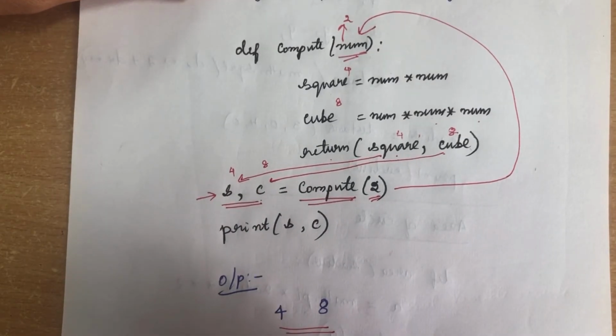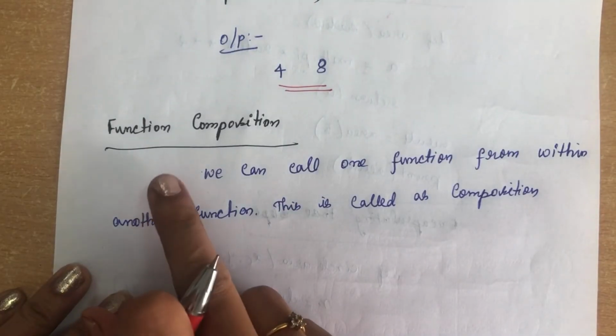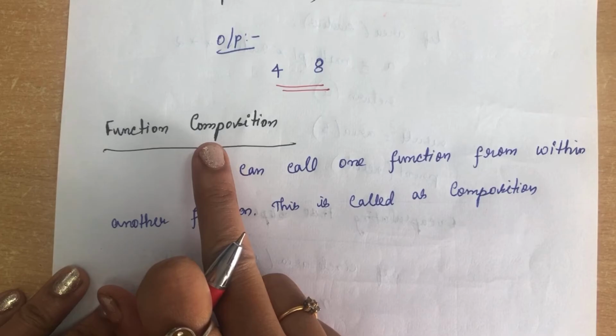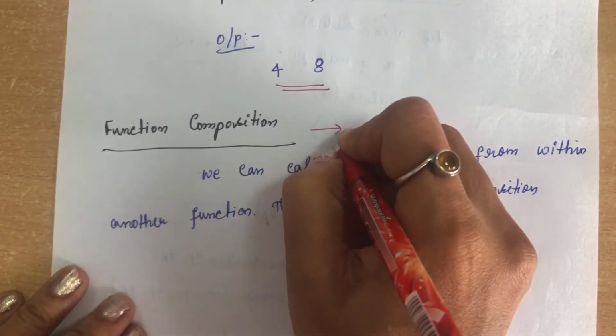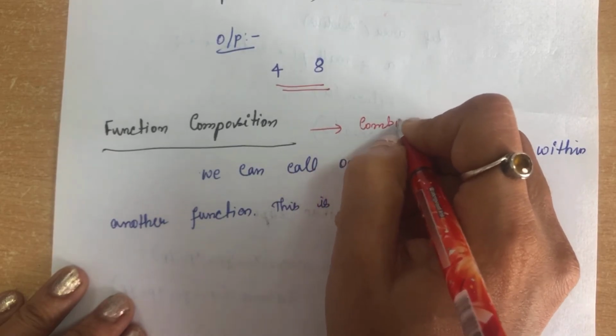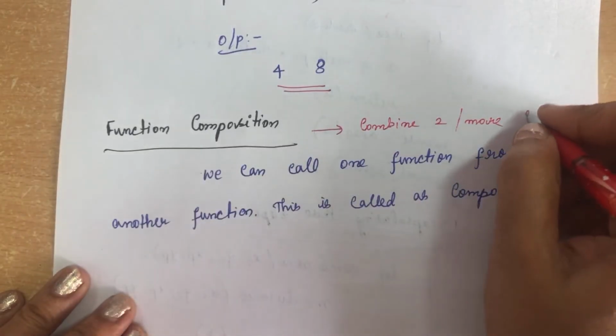So these are the examples of how to use your return statement in your program. The last topic in today's video is function composition. Function composition is a way of combining two or more functions. So if you are going to combine two or more functions, then it is called function composition.